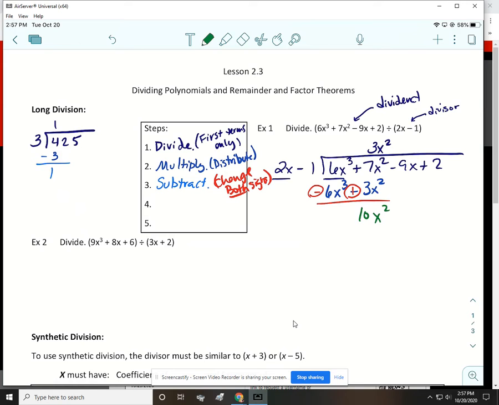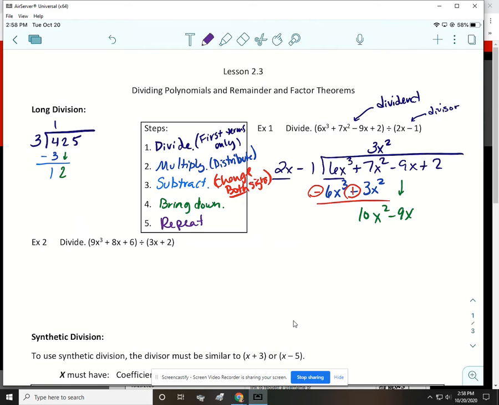All right, so let's go back to our other problem, the elementary school problem. Your next step is to bring down. So you bring down that 2. So in this case, we bring down minus 9x. All right, and then you're going to repeat.